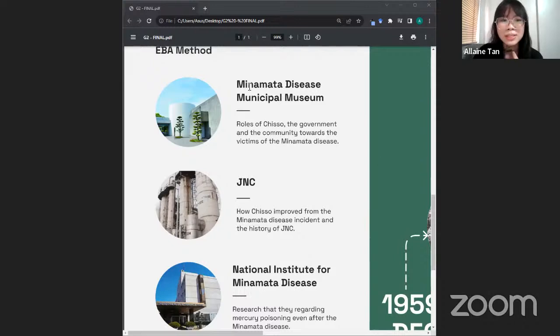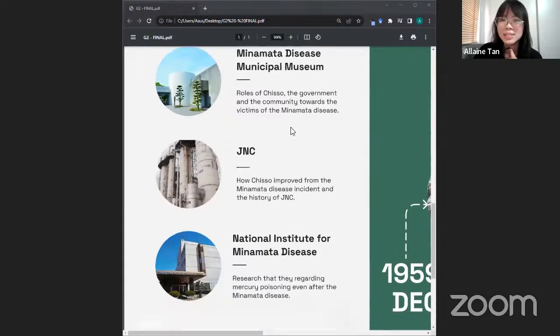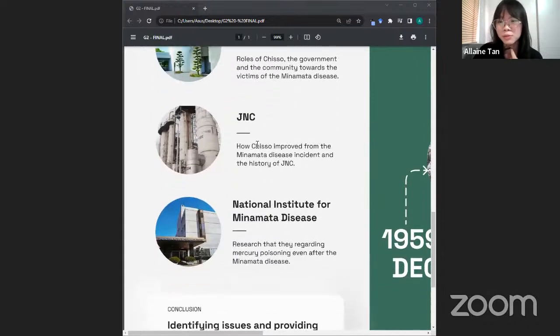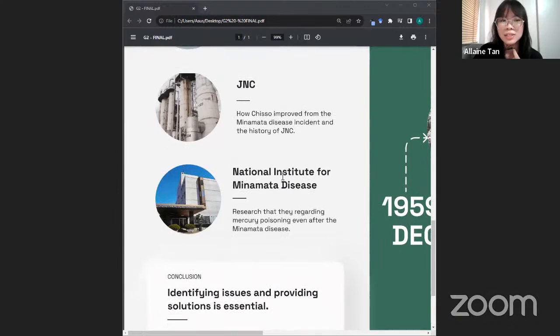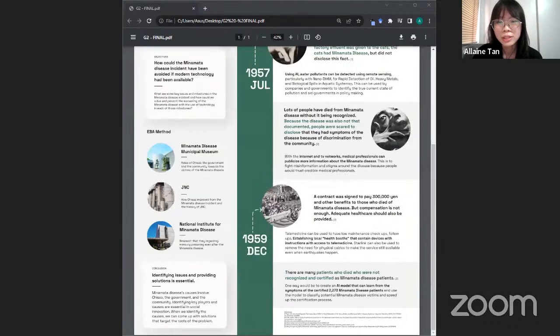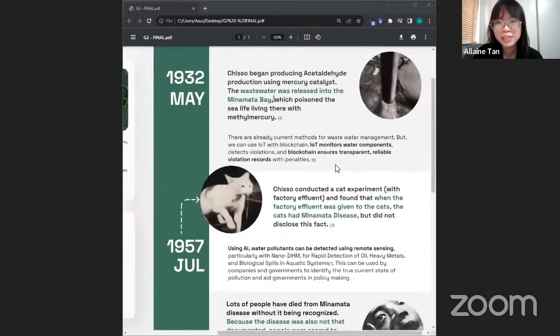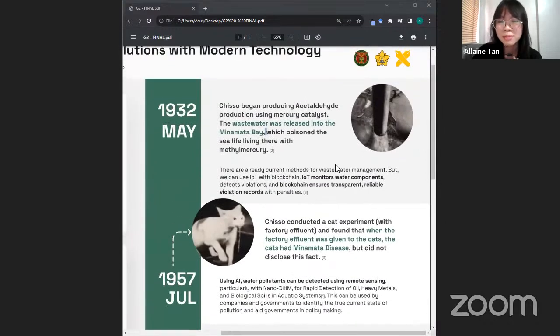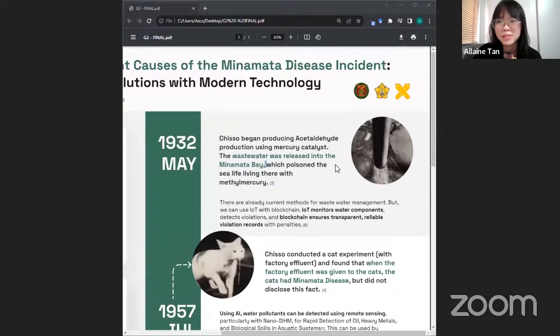At the Minamata Disease Municipal Museum, we learned about the roles of CHISO, the government, and the community in relation to the victims of the Minamata disease. At GNC, we observed how CHISO improved following the incident. And lastly, at the National Institute for Minamata Disease, we observed the ongoing research related to mercury poisoning even after the Minamata disease outbreak. From all the evidence we have collected, we identified 5 key events that caused and even exacerbated the impact of the Minamata disease on the victims. For each one, we will briefly present potential technological solutions that could have been implemented.